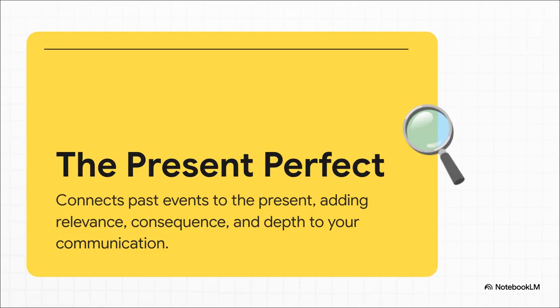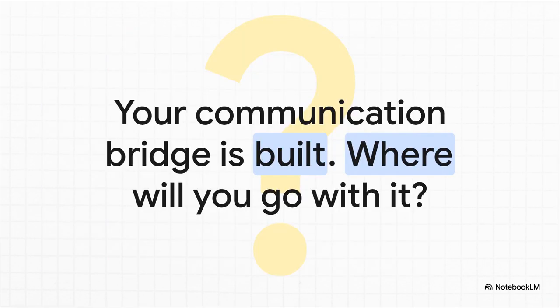So, after all that, what's the big takeaway? The present perfect, our bridge tense, isn't just some boring grammar rule. No way. It's a powerful communication tool. It's how you show that a past event matters now. Mastering it is what adds relevance, consequence, and a ton of depth to how you speak English. So now you have the blueprints. You know how to build that bridge, and you know how to make sure it's strong. The only question left is, where are you going to go with it?